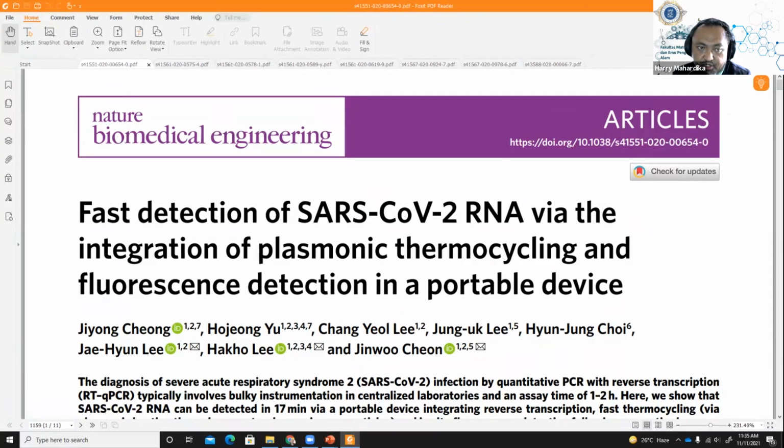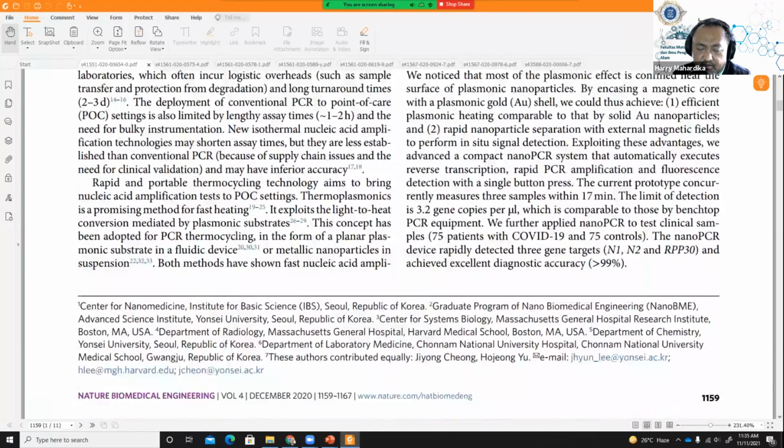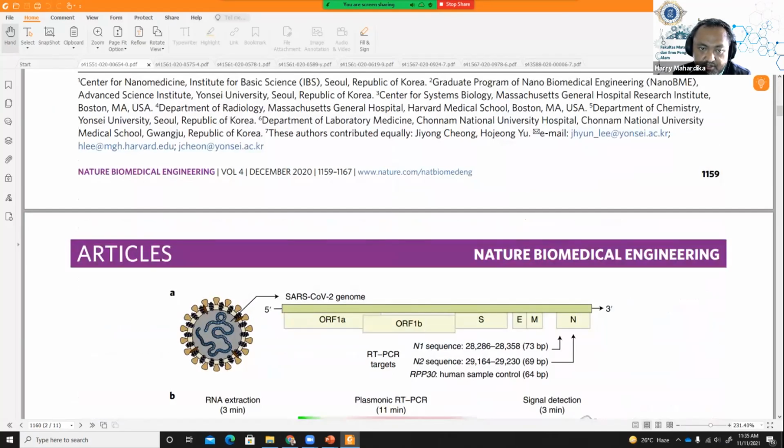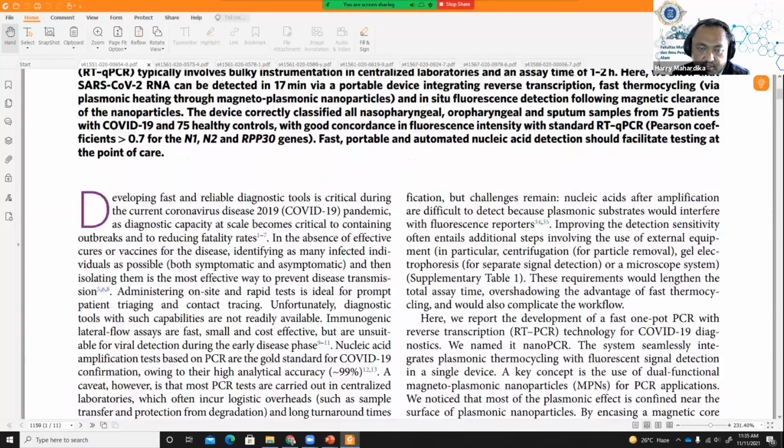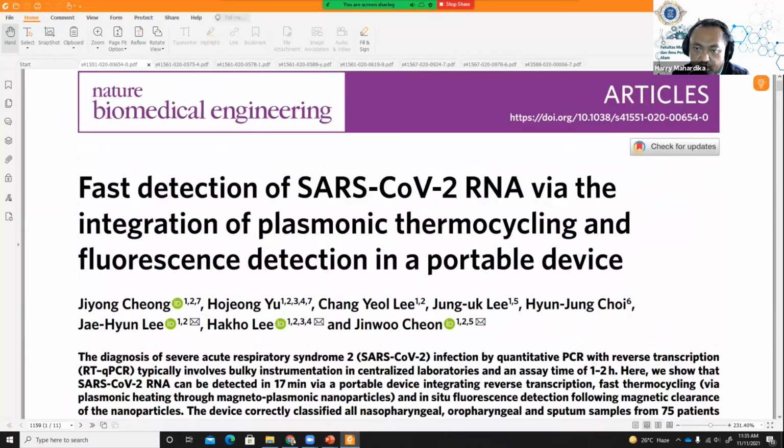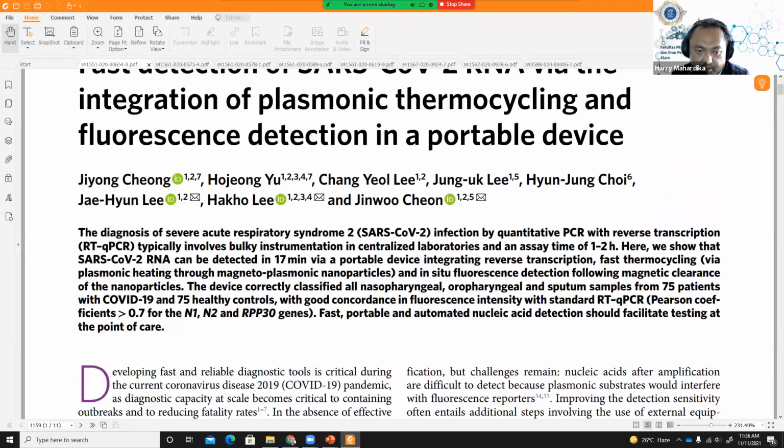The first one is coming out from Nature Biomedical Engineering, published in December 2020, so it's pretty recent, talking about the fast detection of SARS-CoV-2 RNA via the integration of plasmonic thermocycling and fluorescence detection in a portable device. So this is the first title that I choose for you to think about whether you want to take this title or not.